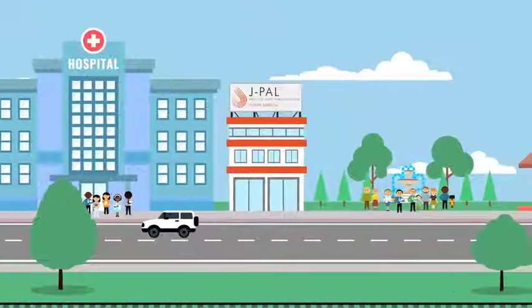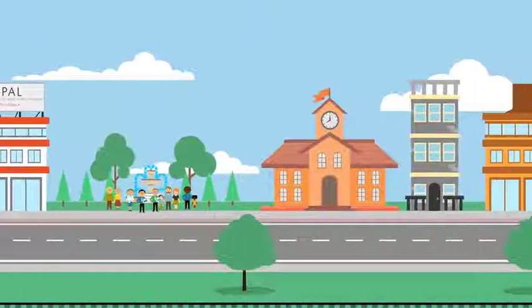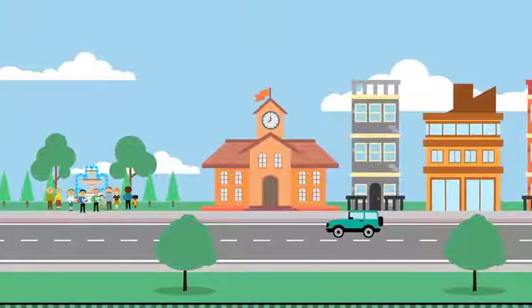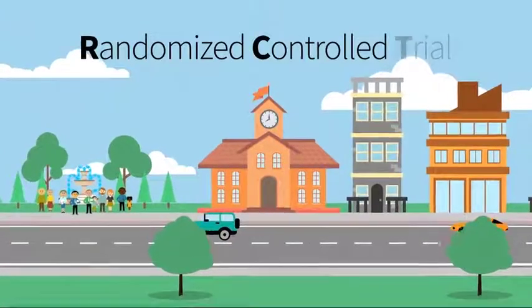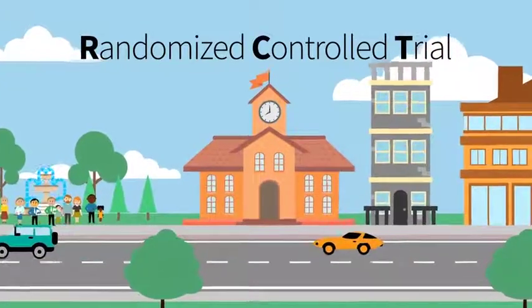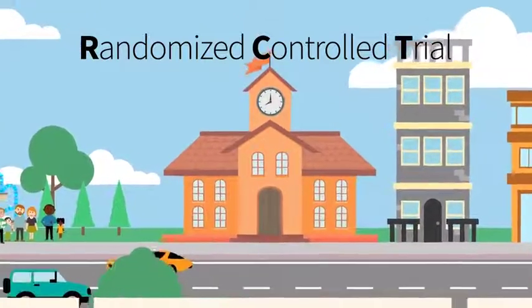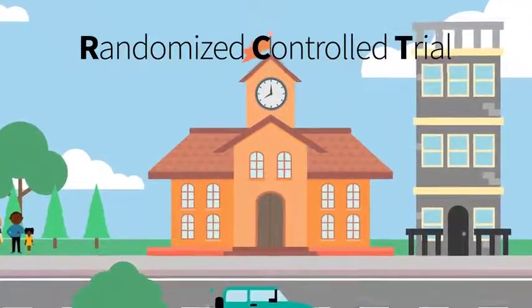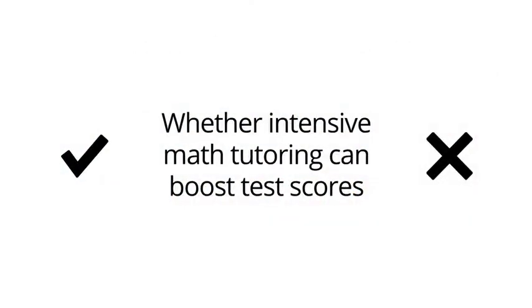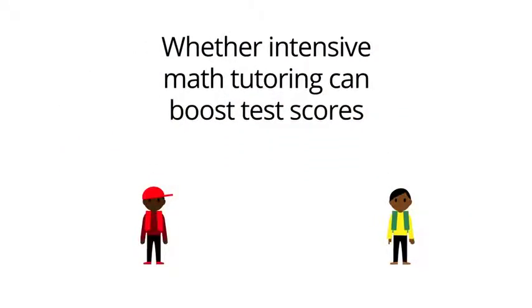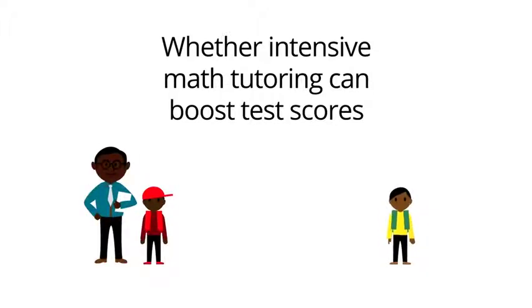To evaluate the effectiveness of various programs designed to reduce poverty, we use a method called a randomized controlled trial. Measuring social programs is complicated. For example, to determine whether intensive math tutoring can boost test scores, one may consider two hypothetical 9th grade students: Oscar, who receives tutoring, and Derek, who doesn't.